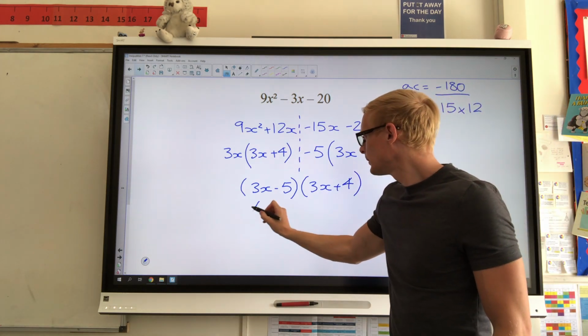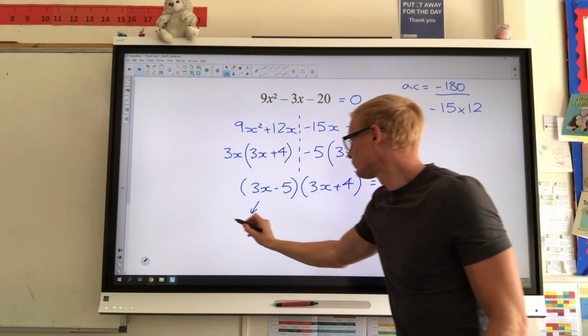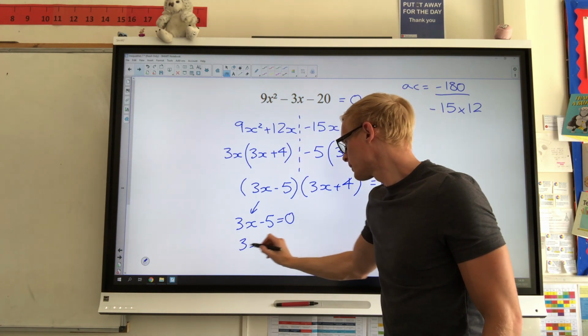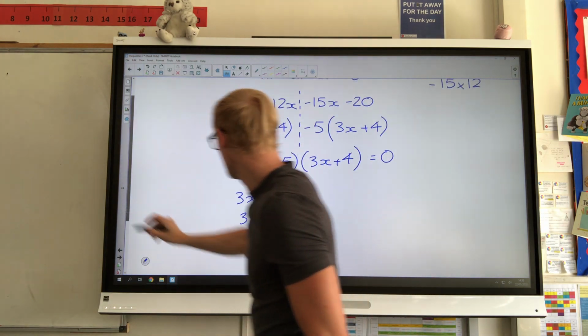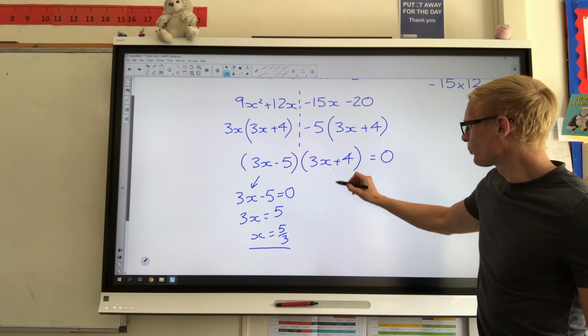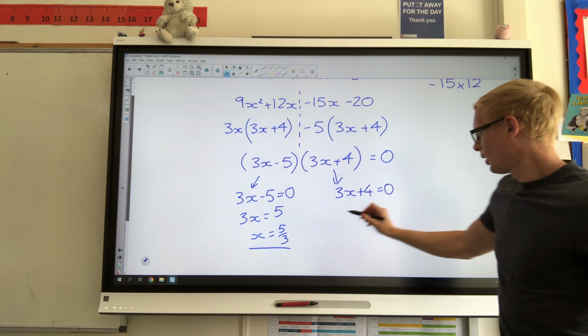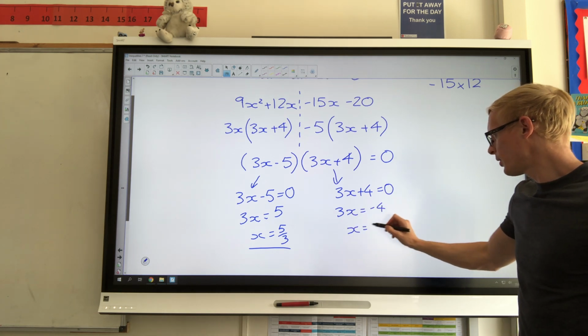Solutions to that. So 3x minus 5 equals 0. So 3x equals 5. X equals 5 over 3. With this one, 3x plus 4 equals 0. Moving the 4. And then dividing by the 3.